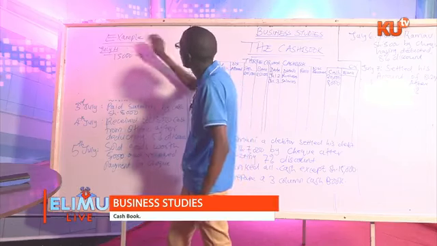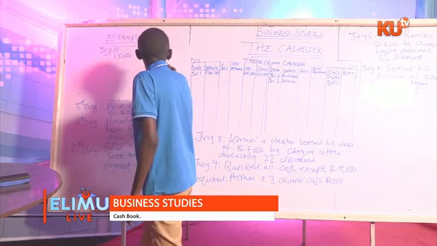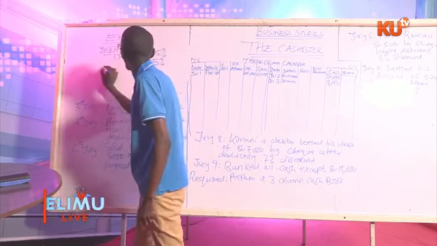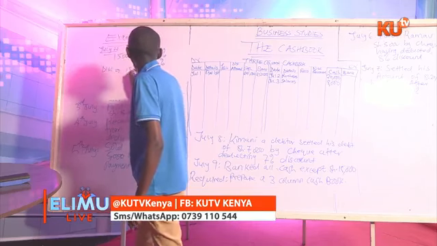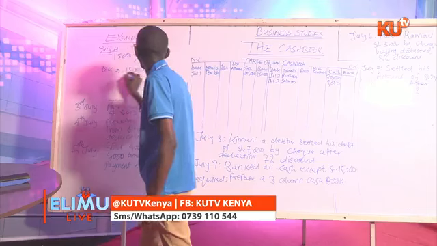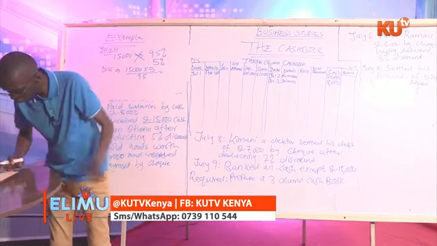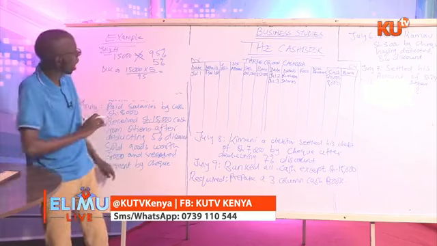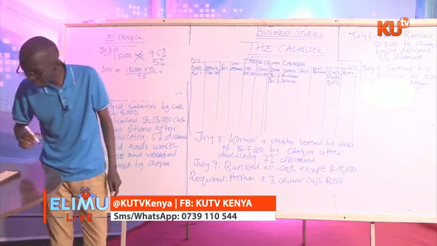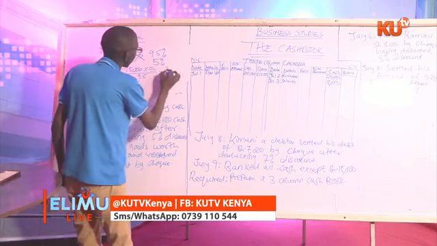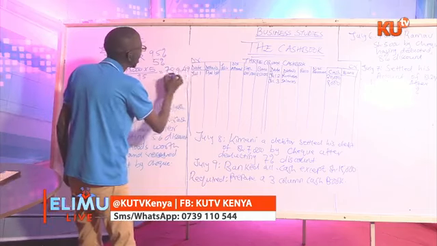So the amount he received was 95%. What about 5%? What was the discount? Cross multiply. What we are calculating is the discount. 15,000 times 5 over 95. It will give us 15,000 times 5 divided by 95, 789.47. This is the discount.